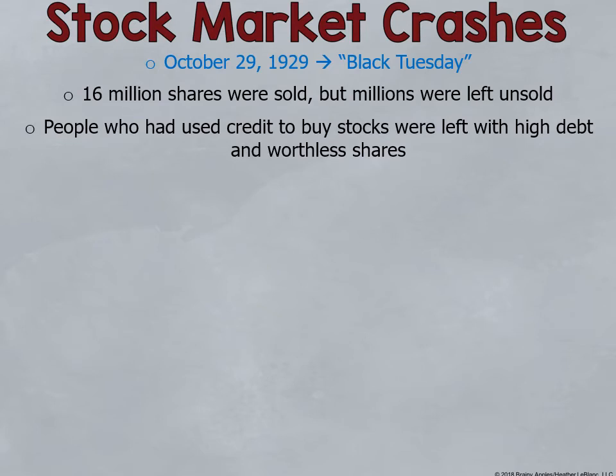All right, so people who bought stock on credit were left with high debt and worthless shares in a company. So basically, you paid your money for a piece of paper. And if you are only making $1,000 a year, remember, we talked about the standard of living was $1,250. If you're only making $1,000 a year and you invested a little bit into this stock, that's a huge hit for your family and their survival.